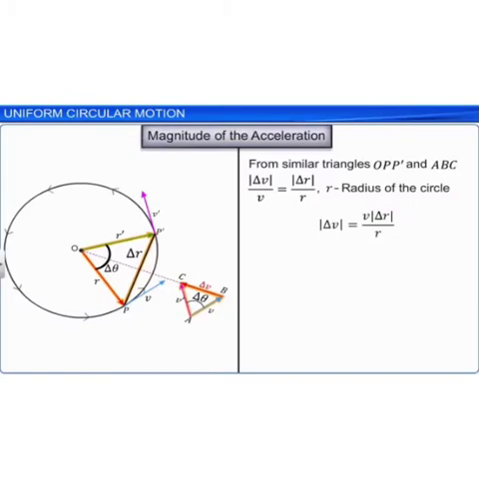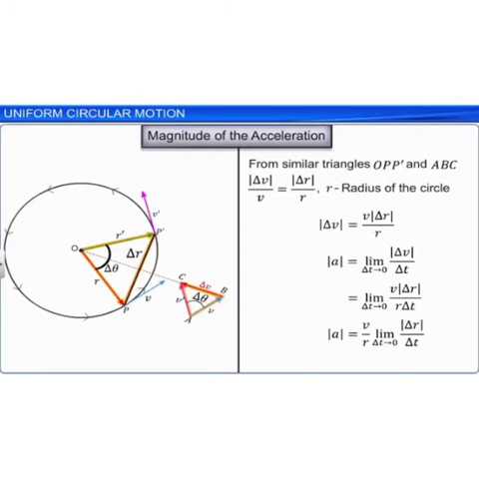Magnitude of a is equal to limit delta t approaches 0 magnitude of delta v by delta t, which is equal to limit delta t approaches 0 v into magnitude of delta r by R delta t. This expression can be written as magnitude of a is equal to v by R into limit delta t approaches 0 magnitude of delta r by delta t. Let this be equation 1.